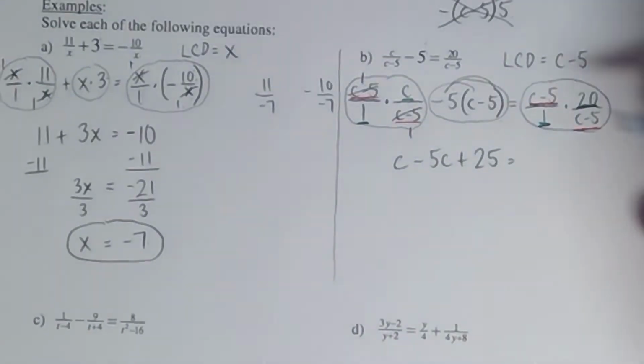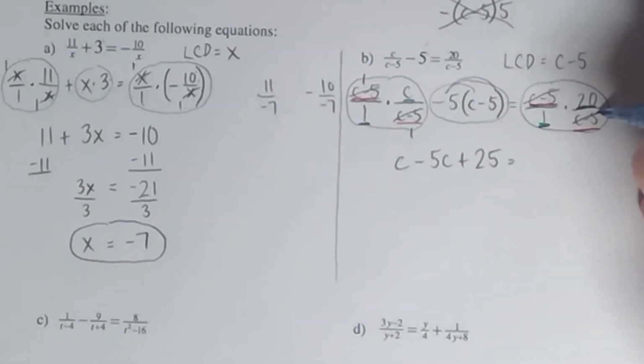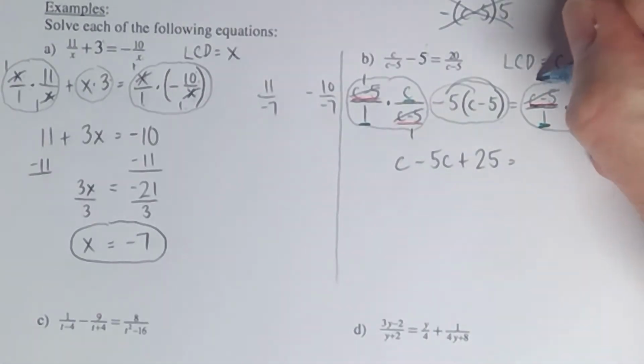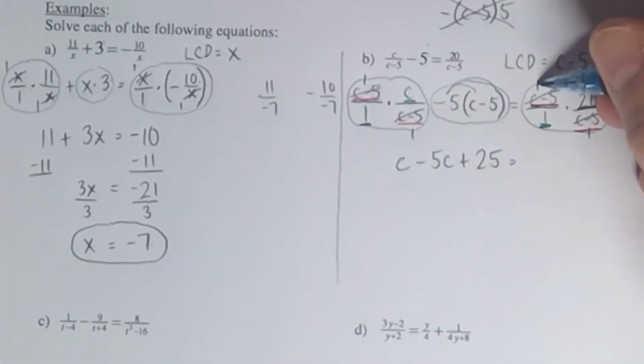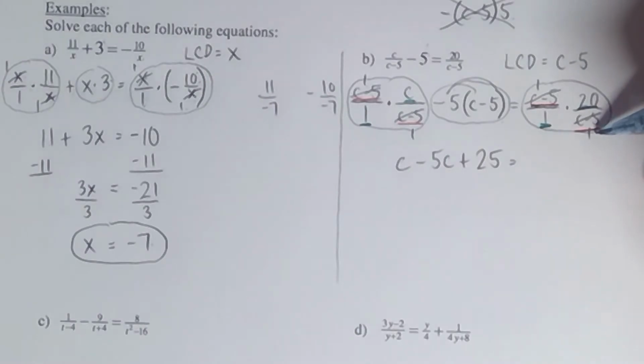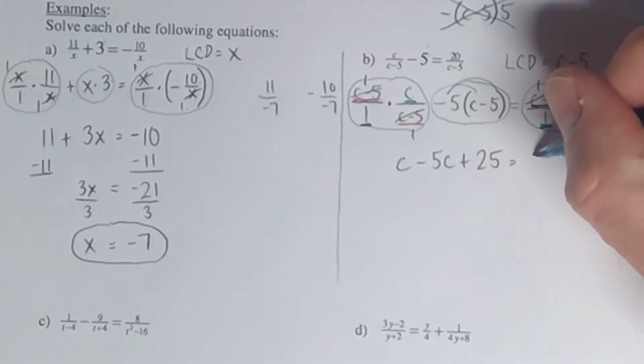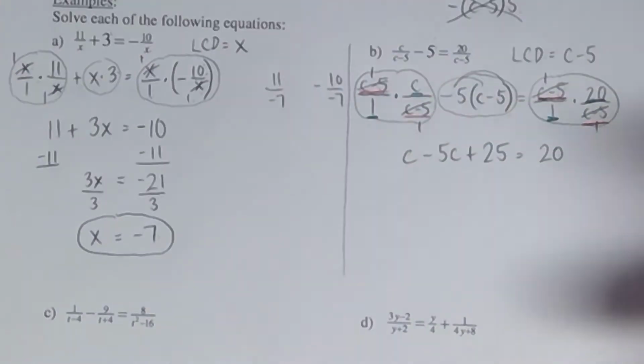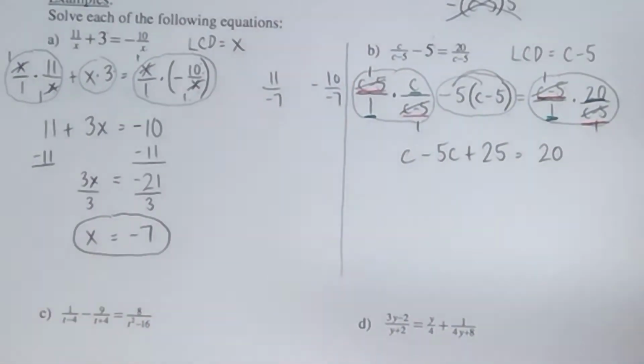Here, what would we cancel? We would cancel the C minus 5 and the C minus 5, and we get 1 times 20, and again, like we want, we got 1 times 1 on the bottom. So 1 times 20 is 20 over 1, and you just have to write 20. So we did it.